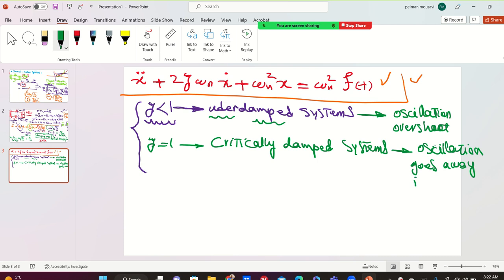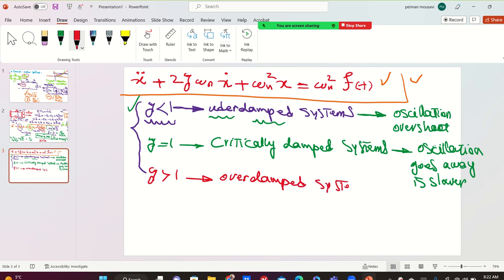And the response is slower. We're going to derive this mathematically. Slower with respect to this case. Then zeta is greater than 1. If this is the case, it's going to be named overdamped systems. It means you have extra damping. Again, oscillation goes away and there is a much slower response.